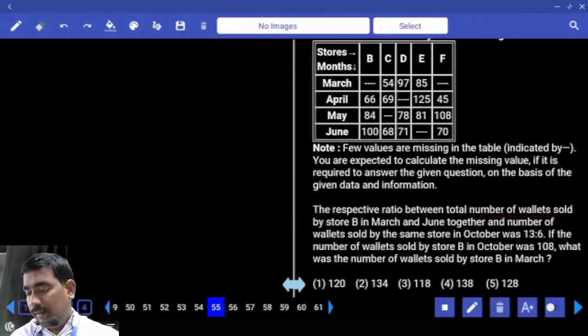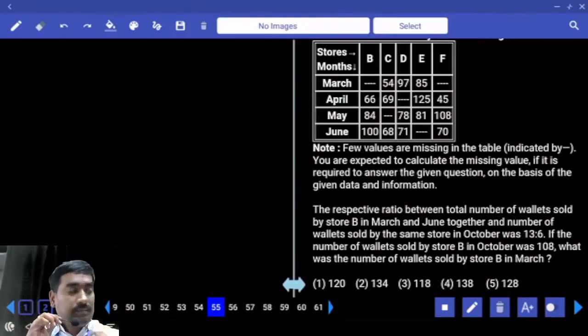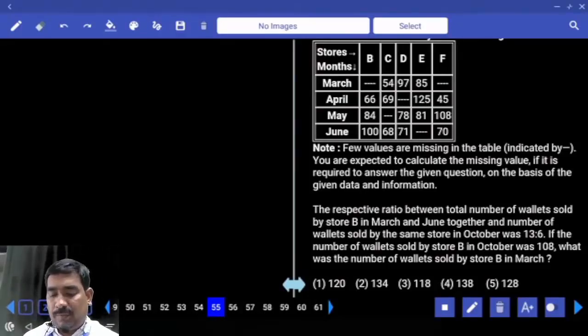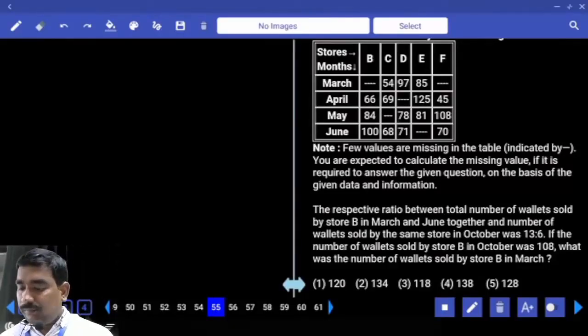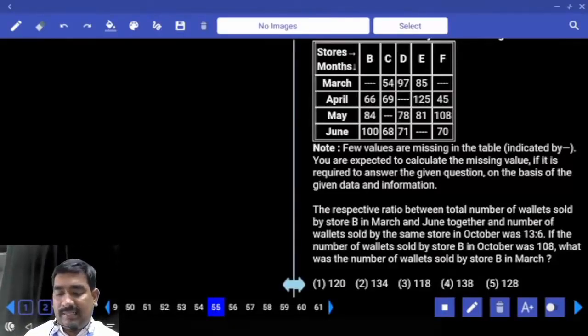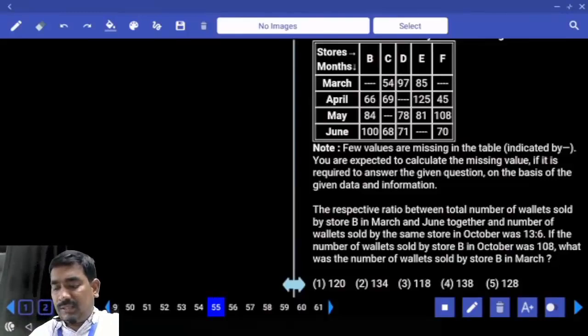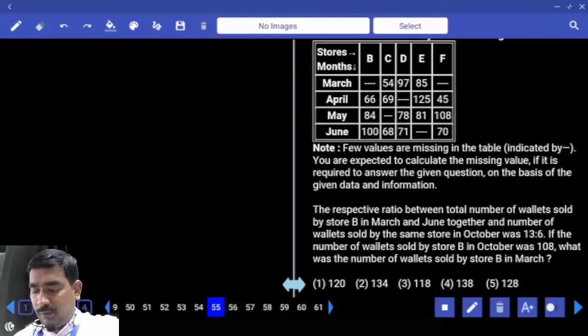Next, the respective ratio between the total number of wallets sold by store B in March and June together and the number of wallets sold by the same store in October was 13:6. If the number of wallets sold by store B in October was 108, what was the number of wallets sold by store B in March?